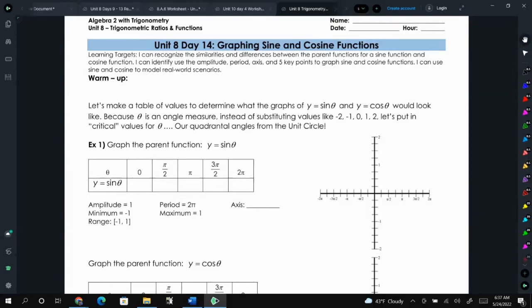The last section of Unit 8 is going to be talking about how we can graph sine and cosine functions. Now, when we graph sine and cosine functions, we're going to refer back to the unit circle at first to get this parent function, or the mother function. And then once we establish that, we can do our translations the same way we would translate other functions.